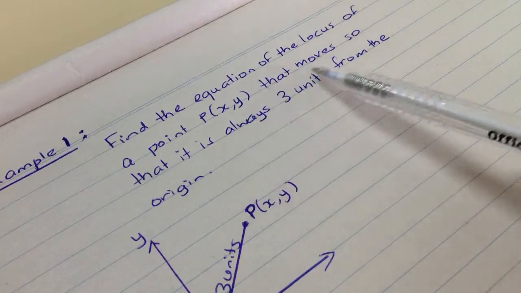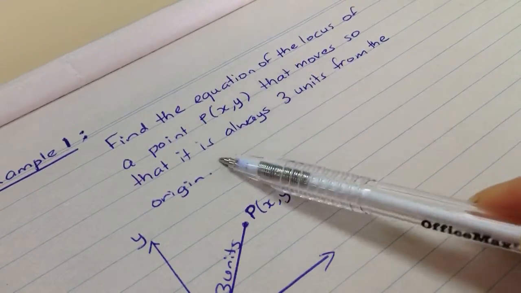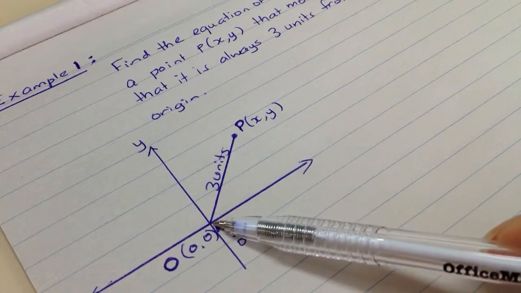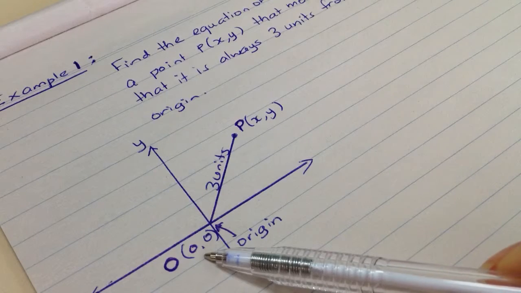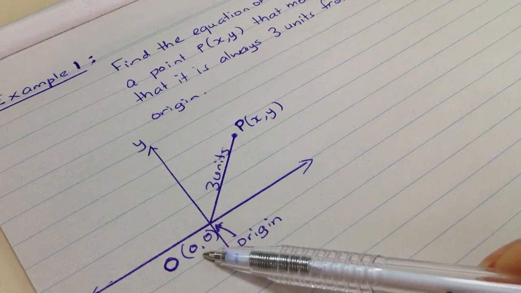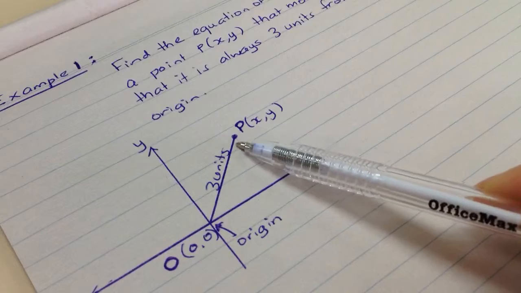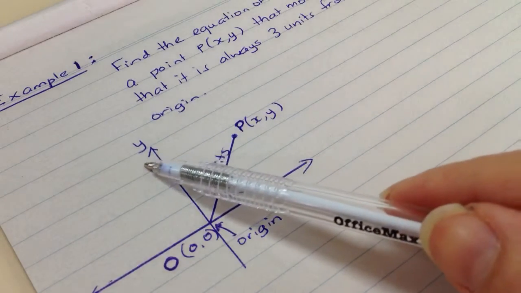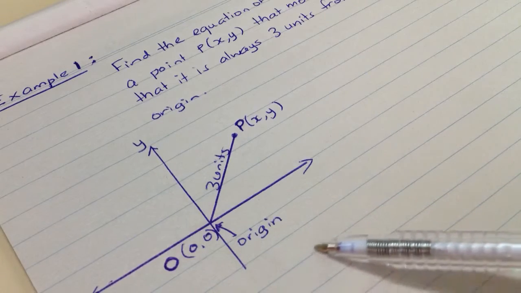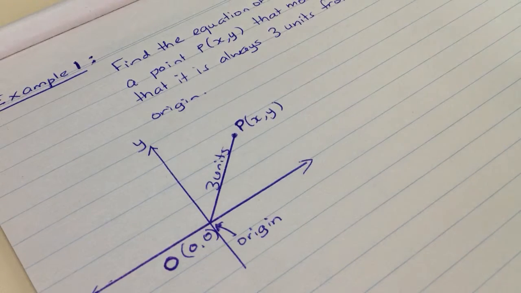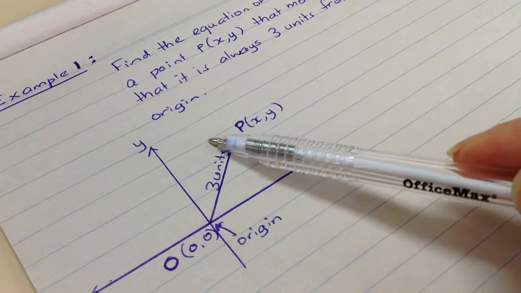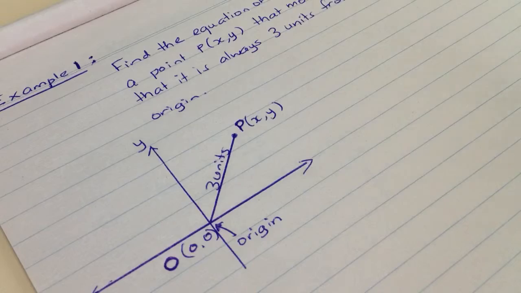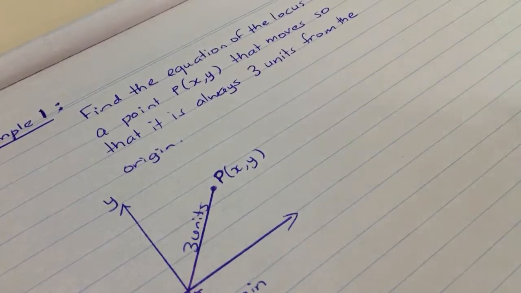So it says find the equation of the locus of a point P(x, y) that moves so that it is always 3 units from the origin. The origin is there and it's the point (0, 0). It's good to note that down, because we're going to use that. There's the point P, which is 3 units from the origin. And that point P is always going to be 3 units from the origin. So clearly it's going to produce a circle. If that point keeps moving 3 units away from the origin, it's going to follow the path of a circle.